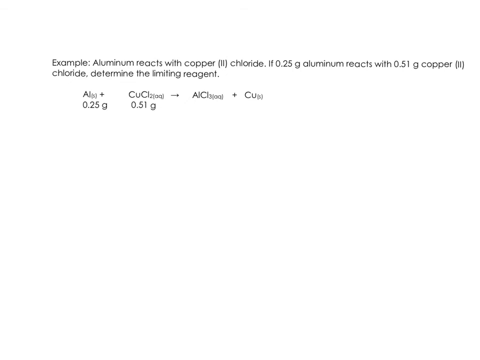So we're going to do this reaction. Aluminum reacts with copper 2 chloride. If 0.25 grams of aluminum react with 0.51 grams of copper 2 chloride, who is the limiting reagent? And most likely you will also be asked, what is the theoretical yield?